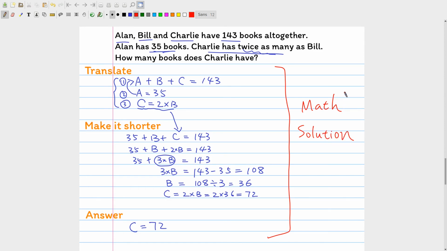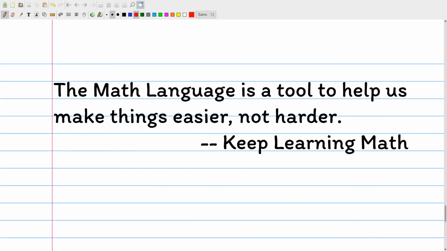Got it? All right. I want to use this sentence to end today's video. Every time I realize I'm learning math in a very, very hard way, that usually means I misunderstand the meaning of math, because math is a tool to help us make things easier, not harder. Don't be terrified by learning math. Keep learning.